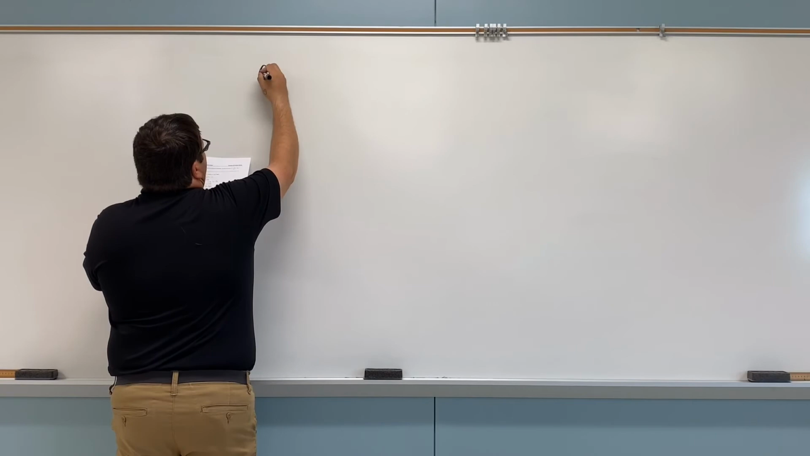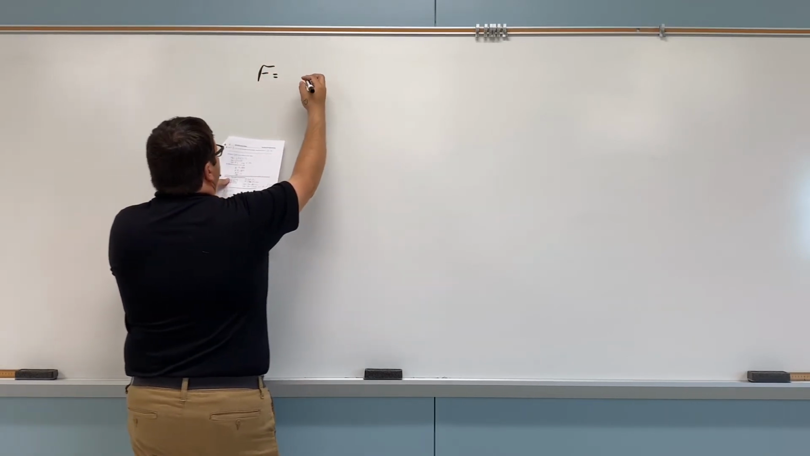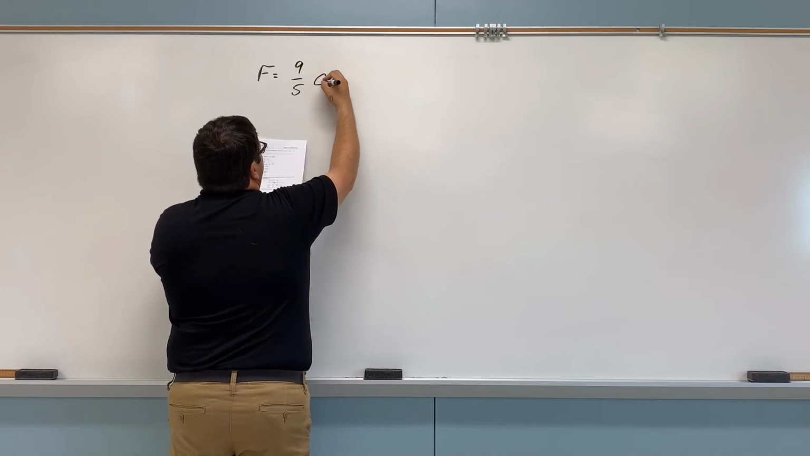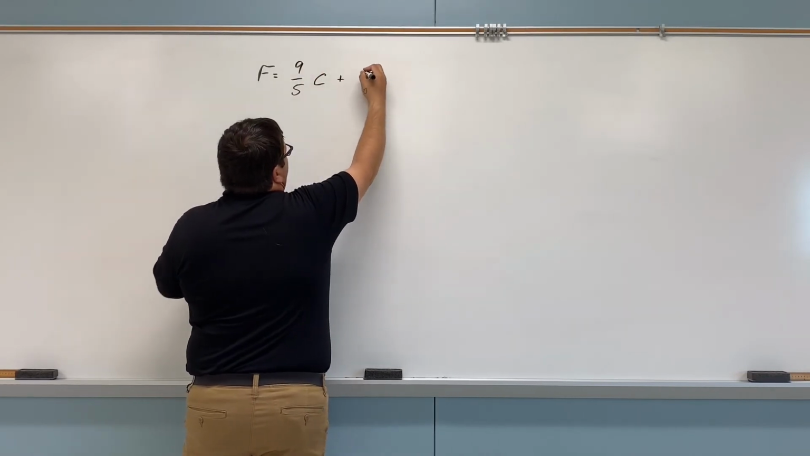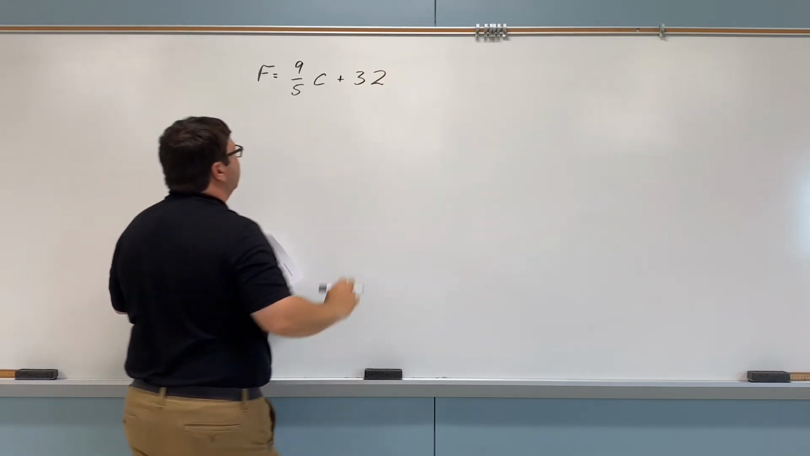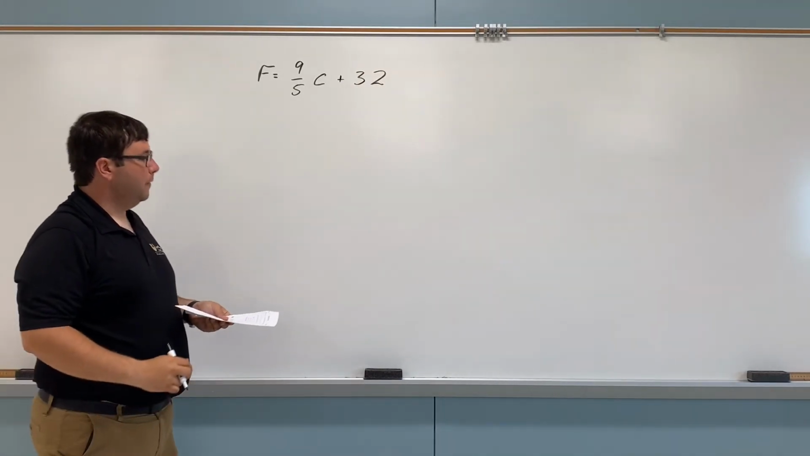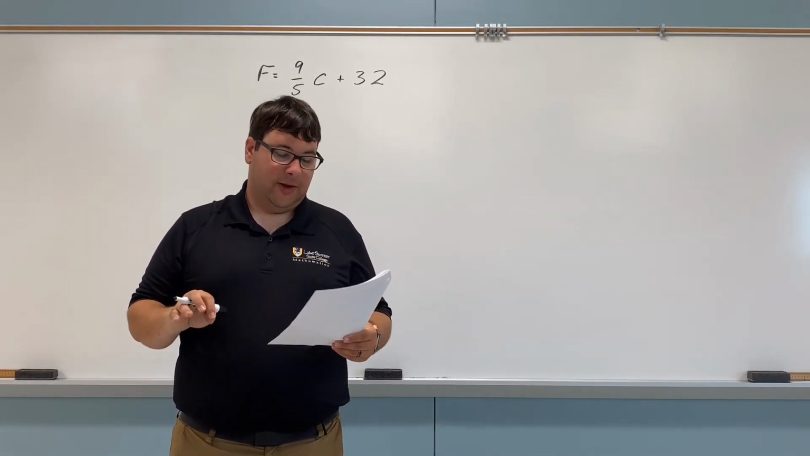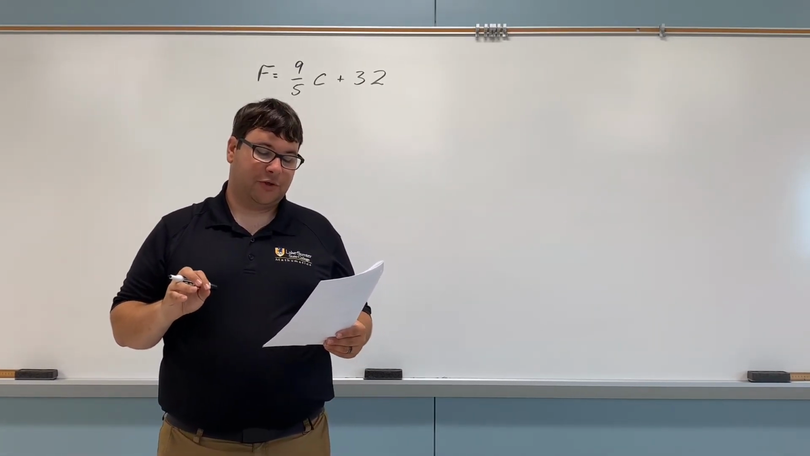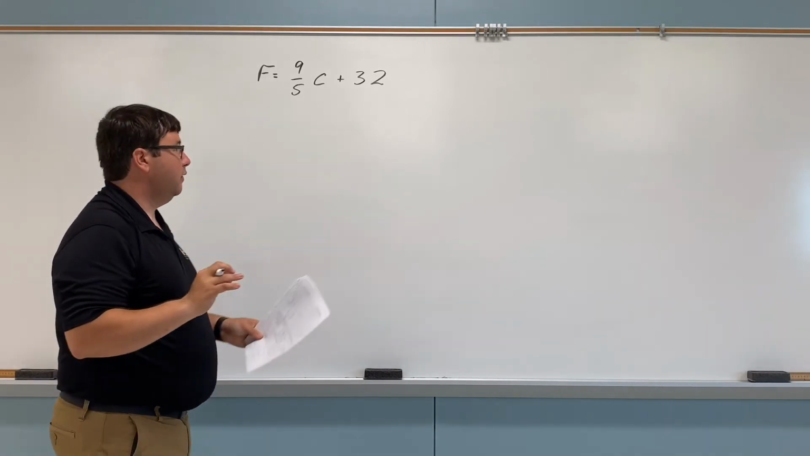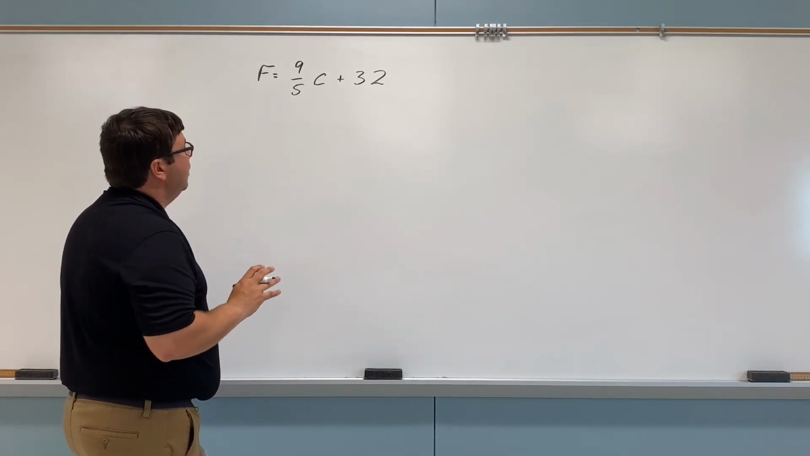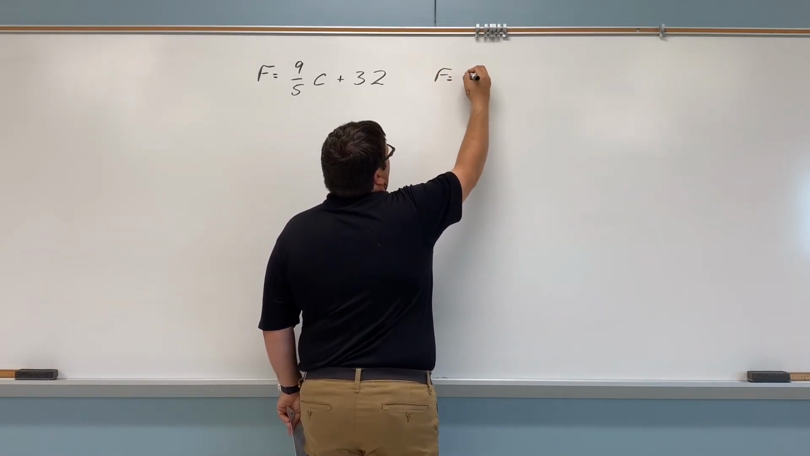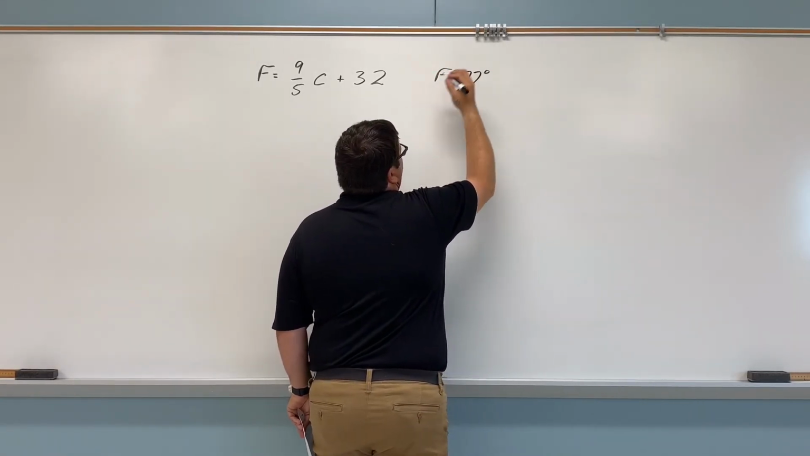So I know that my Fahrenheit F is equal to 9/5 of my Celsius C plus 32. Good. Now it says convert 77 degrees Fahrenheit to its equivalent temperature in degrees Celsius. Okay, so we know Fahrenheit is 77 degrees.